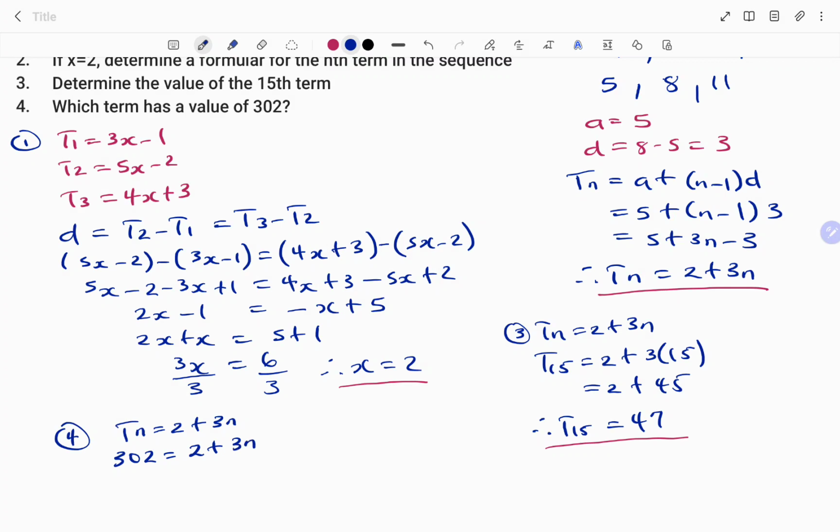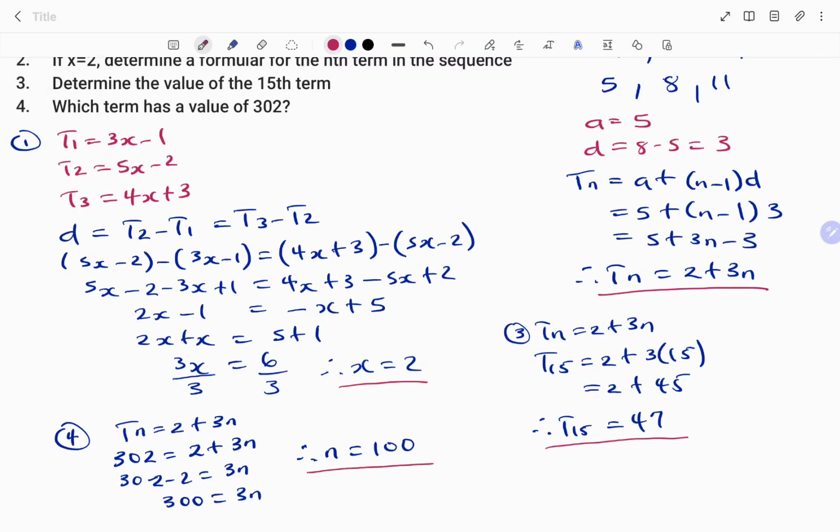Using the balance method, subtract 2 from both sides. We are going to have 302 minus 2 equals 3n. We have 300 equals 3n. Dividing both sides by 3, we are going to have n equals 300 divided by 3, which gives us 100. Thus, the 100th term is going to give us 302.